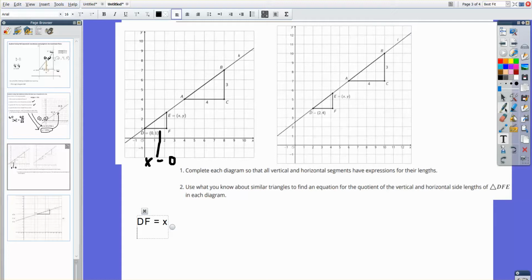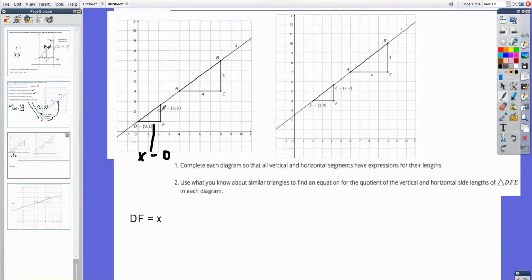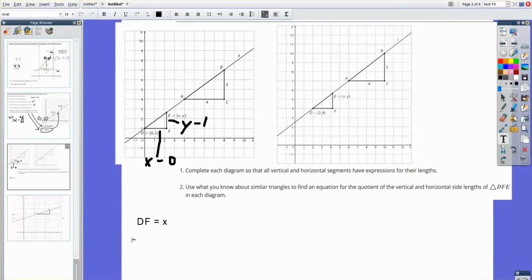Now for point F, that same principle works here as well. We have the x coordinate; we don't need the x coordinate, we just need the y coordinate, right? Well, the y coordinate is 1, and the coordinate at this point is y. The difference between those would be the length of FE, which means that this distance here is y minus 1. So that would be for length FE. Okay, FE equals y minus 1.